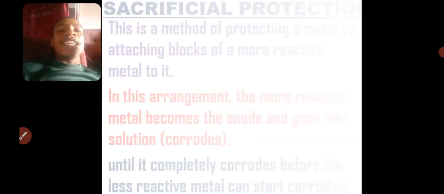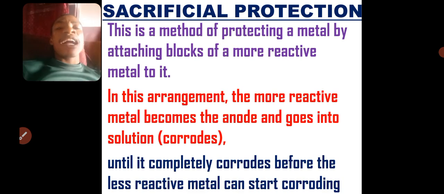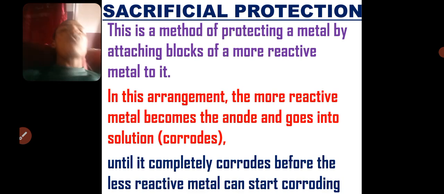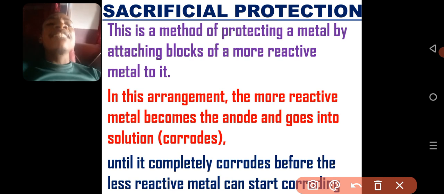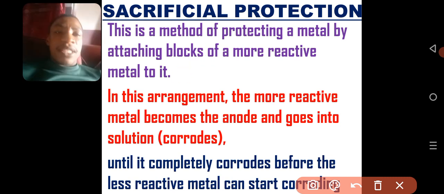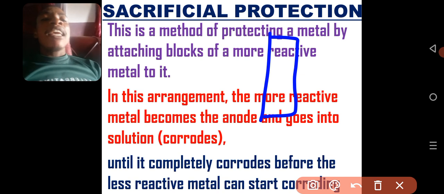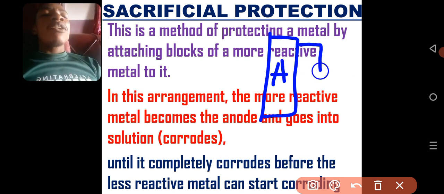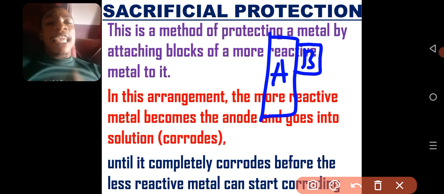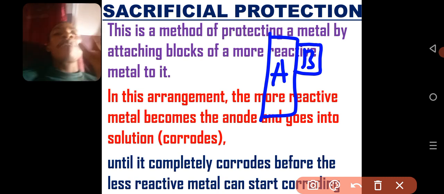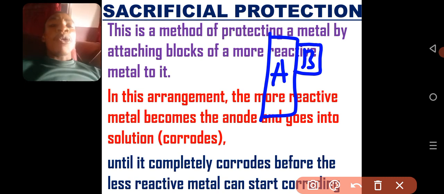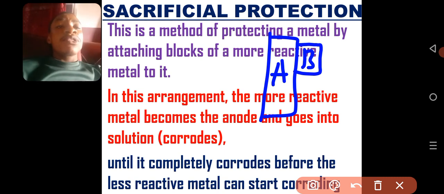That is what is known as sacrificial cathodic protection. So what is sacrificial cathodic protection? It is a method of protecting a metal by attaching blocks of more reactive metal to it. When you have a metal A, and you attach another metal B to that metal A, then an electrochemical process will be set up. One of the metals, A or B, will become the anode, the other metal will become the cathode.